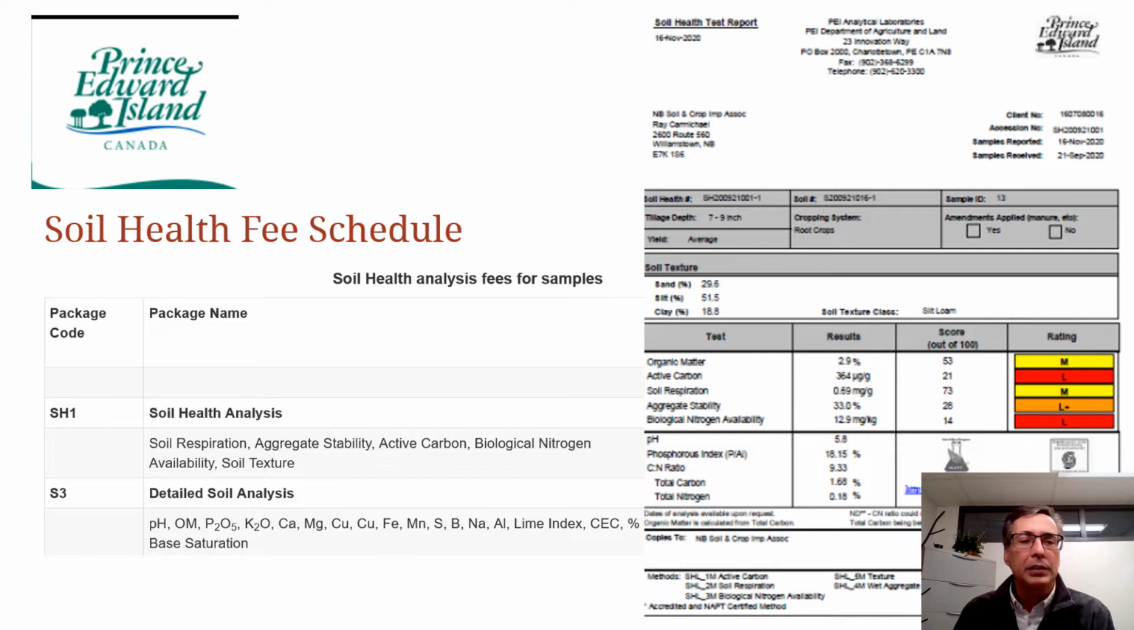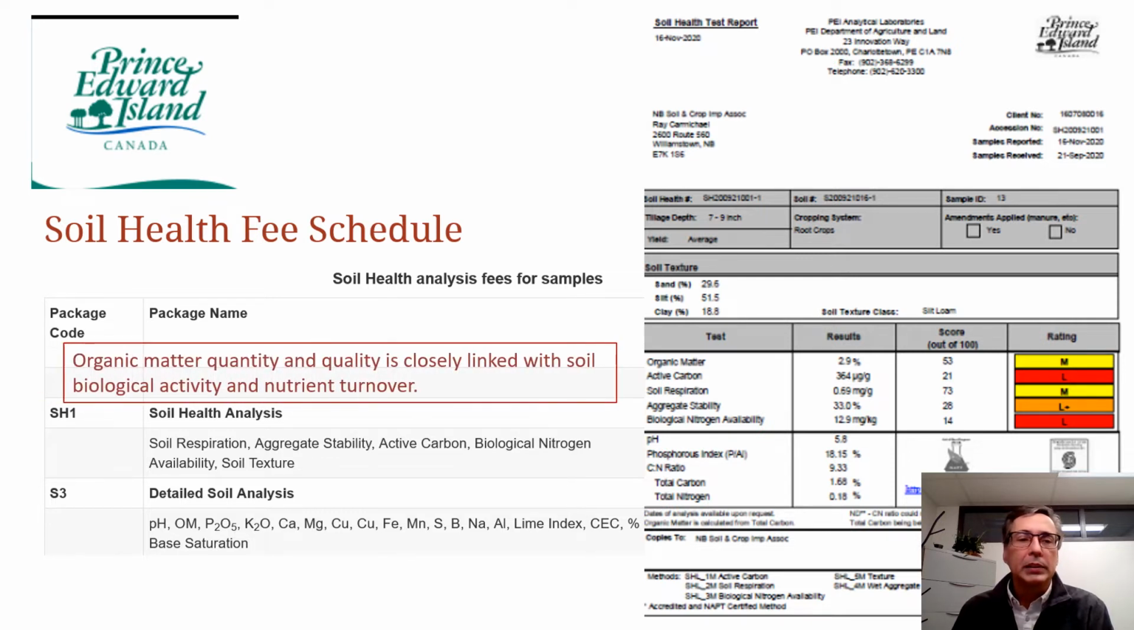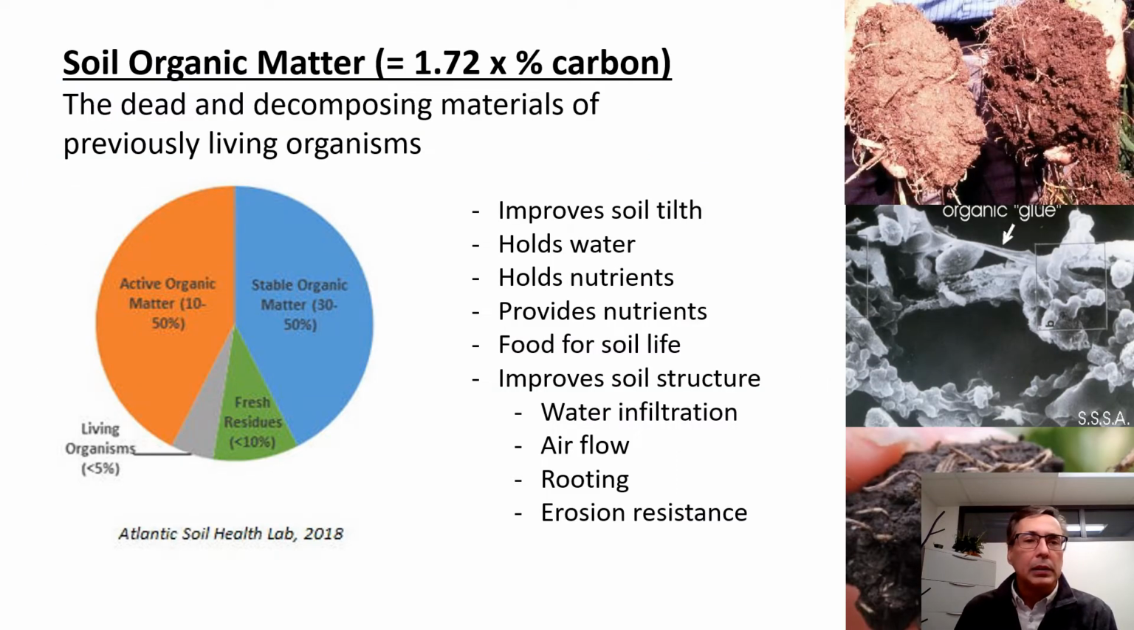Most soil health analyses will also consider the soil extractable nutrient contents that are present on a normal soil test, and would also include soil pH and organic matter contents. So let's take a look at some of these factors a little bit more closely. First, I'd like to talk about organic matter, and its quantity and quality is very closely linked with the soil biological activity and nutrient turnover. So let's take a look.